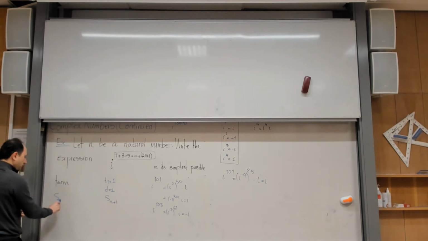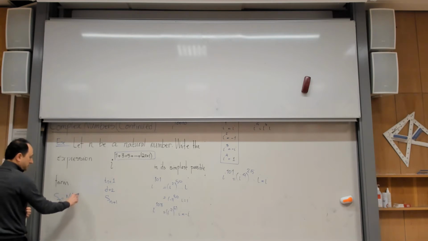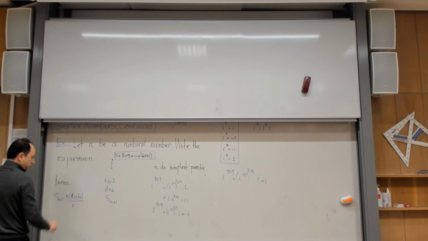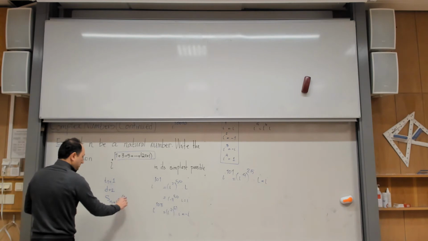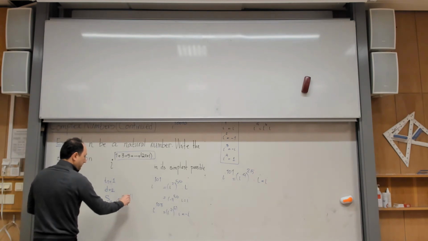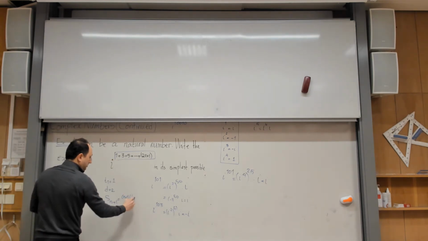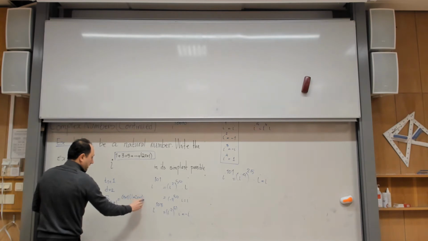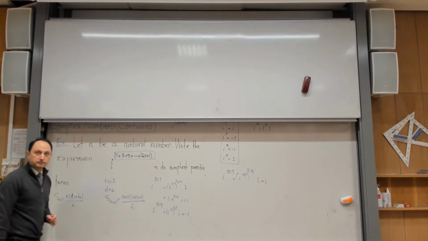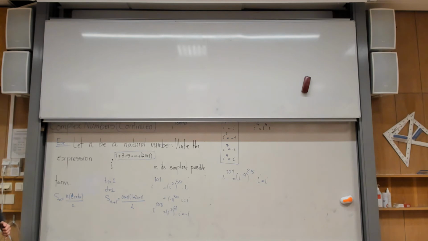But what is the formula for Sn? Do you remember? I can tell you. It is n times (T1 plus Tn) divided by 2. But now I have S(n+1), so this becomes n plus 1. And then you have the first term plus the last term, and then divided by 2. This is your S(n+1).